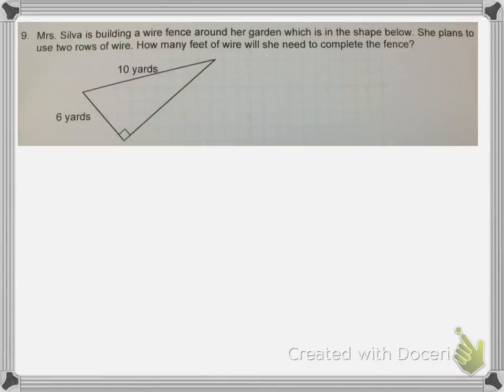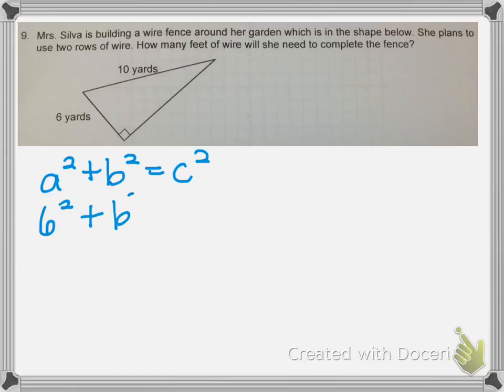Miss Silva is building a wire fence around her garden, which is in the shape below. She plans to use 2 rows of wire. How many feet of wire will she need to complete the fence? Since her garden is in the shape of a right triangle and 10 yards is the hypotenuse, we need to find the difference of 10 squared and 6 squared.